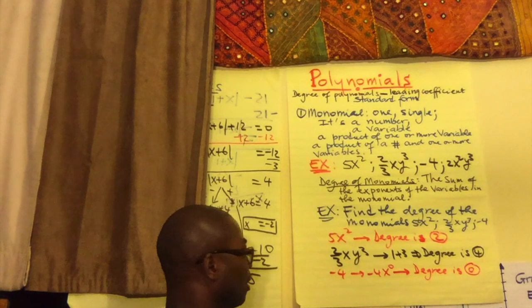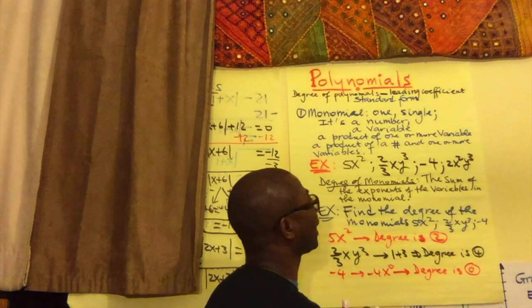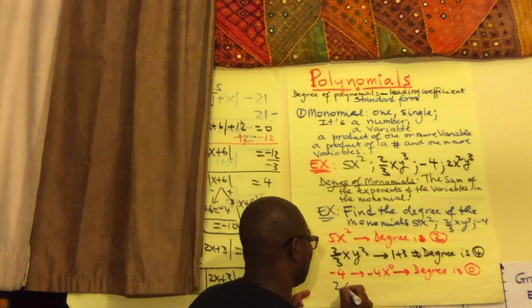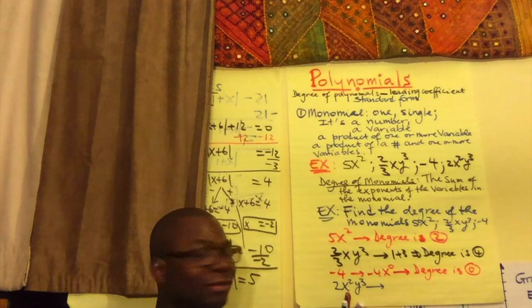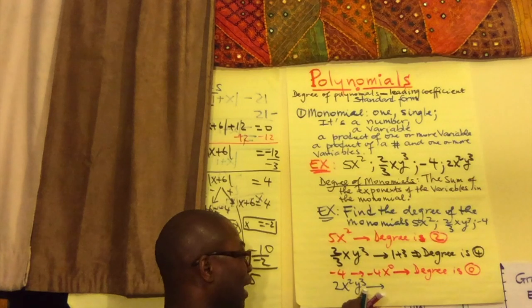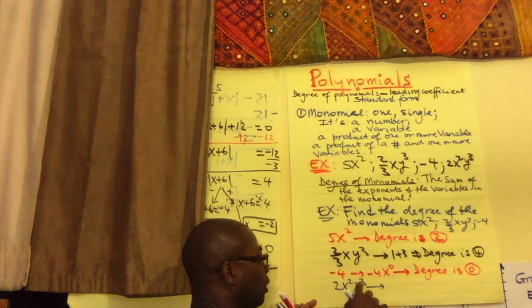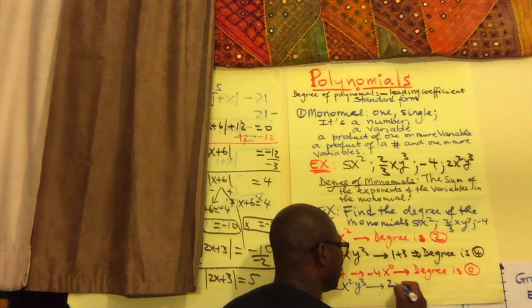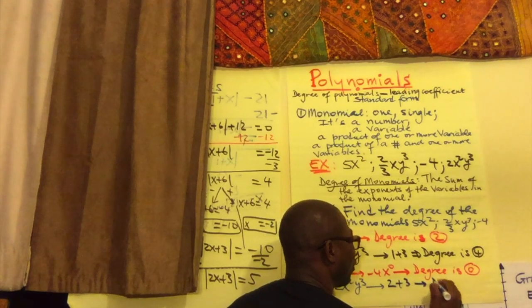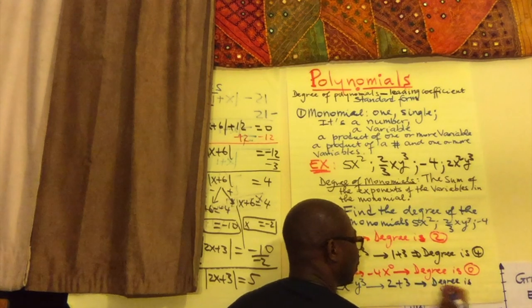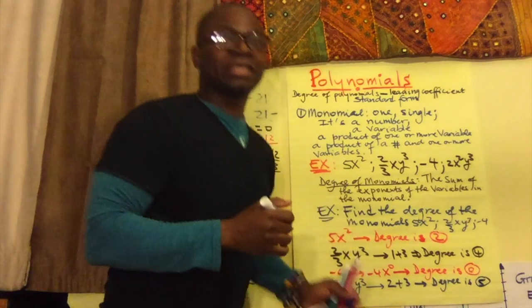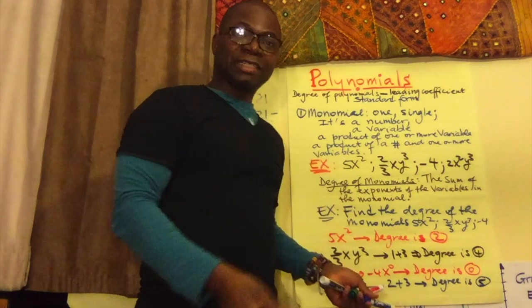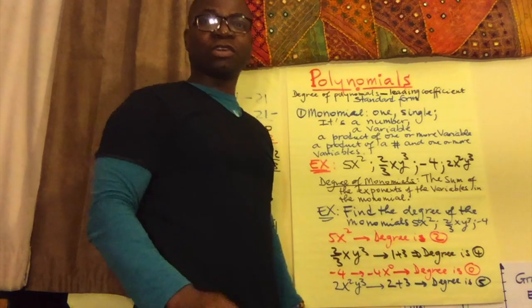Okay? Let's say we take this one, 2x squared y cubed. Here we have two variables again, x squared and y cubed. So we have 2 plus 3. Those are the two exponents. So that means the degree is 5. On your quiz and test, if they talk about finding the degree, this is how you find it. Now let's move on to the next part.